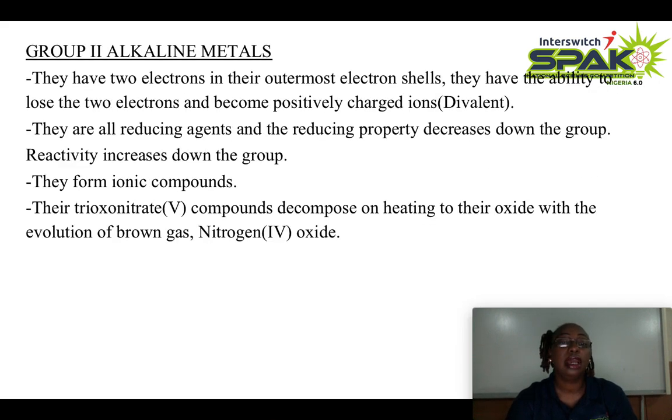Group 2 are the alkaline earth metals, for example calcium, magnesium, strontium. They have 2 electrons in their outermost shell, and they are divalent. They are good reducing agents as well, and reactivity increases down the group for metals generally.